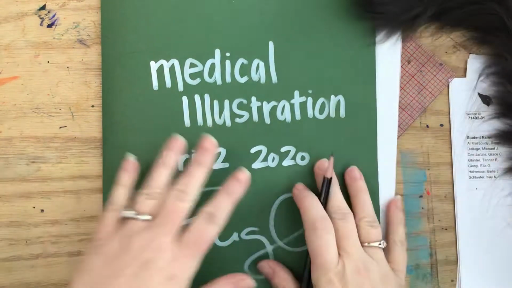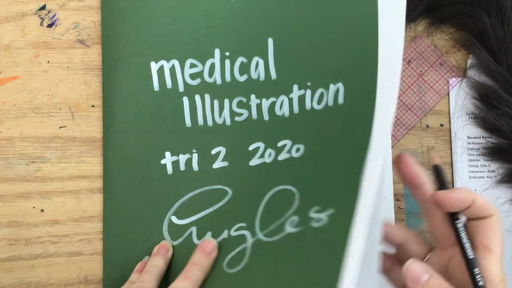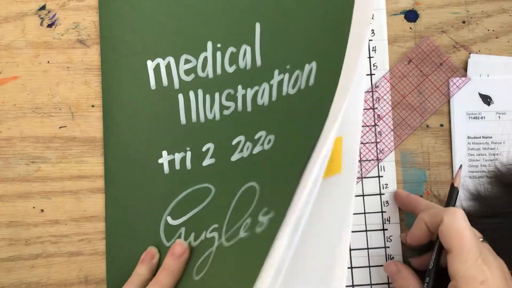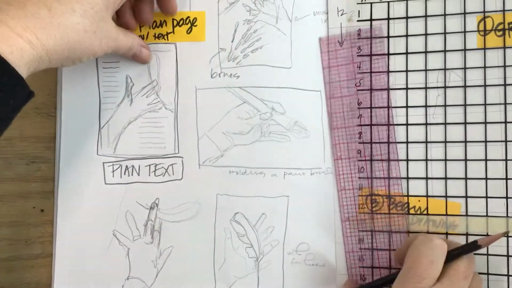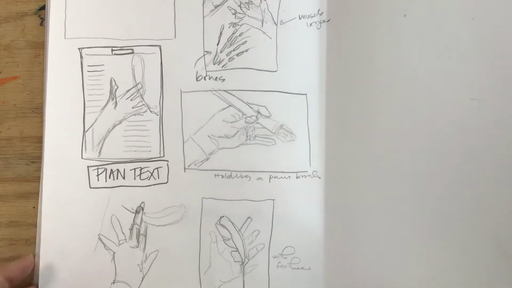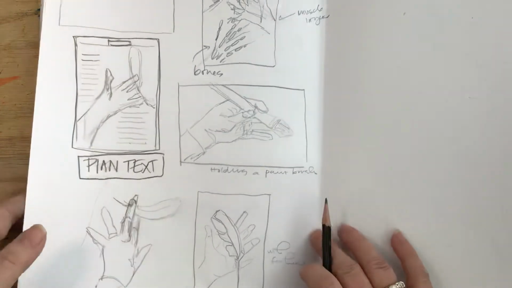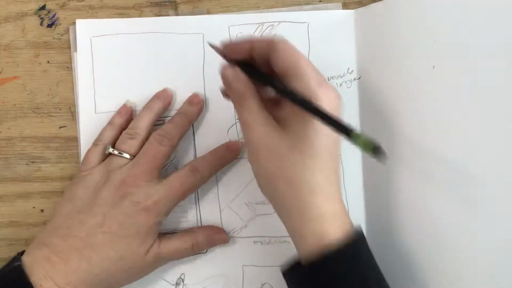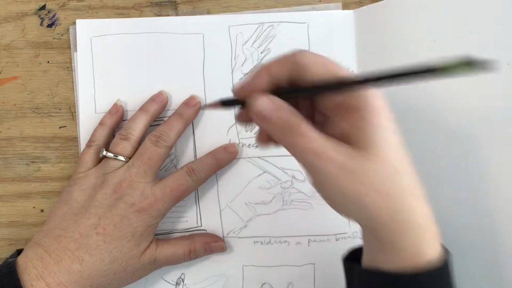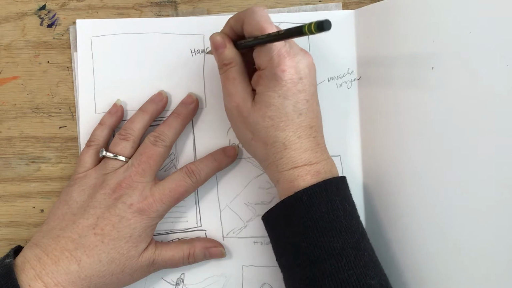We are beginning our hand illustration in Medical Illustration, and we're going to review drawing with a grid and talk about thumbnails. So yesterday we began working with the idea that we were making a 3-layer or 3-part illustration of the human hand, right?